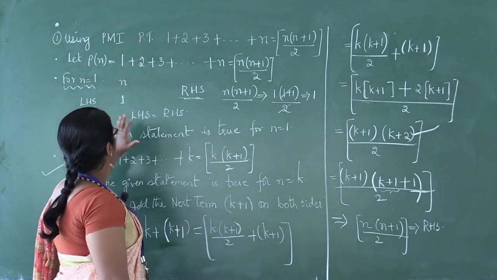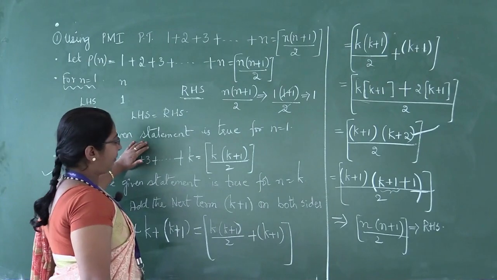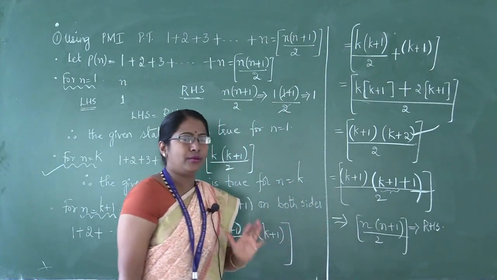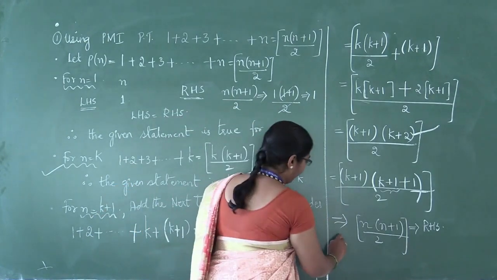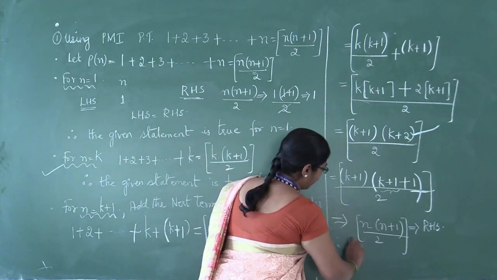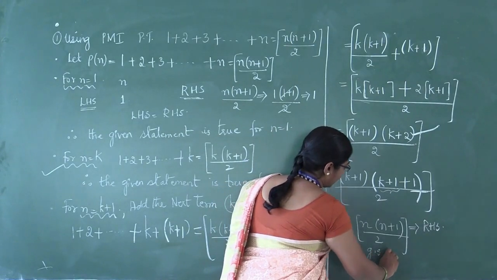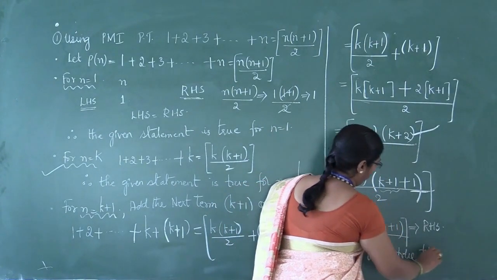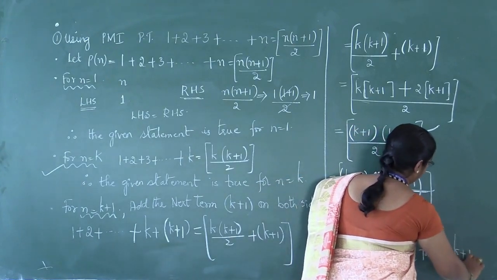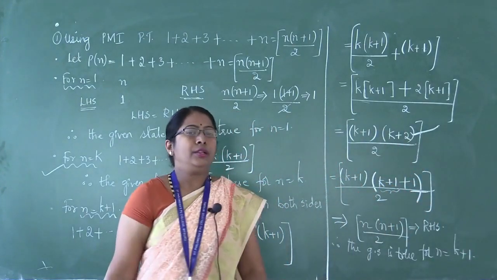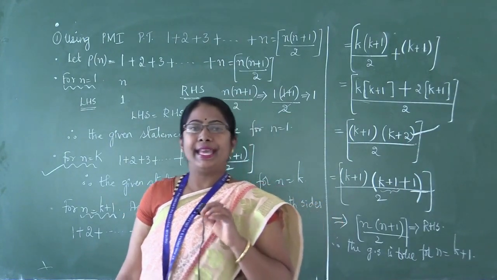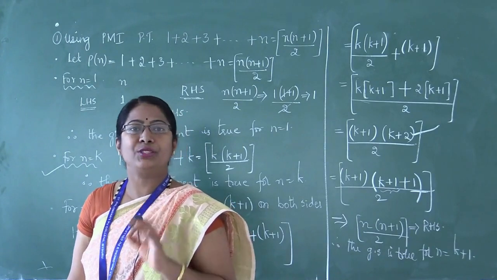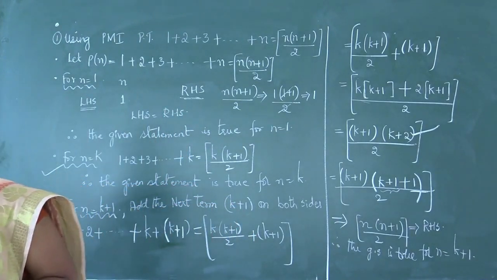Therefore, what is the statement we are supposed to write here? Therefore, the given statement is true for n equal to k plus 1. So what will be the final conclusion? Hence, by the principle of mathematical induction, P of n is true for all n belongs to N.